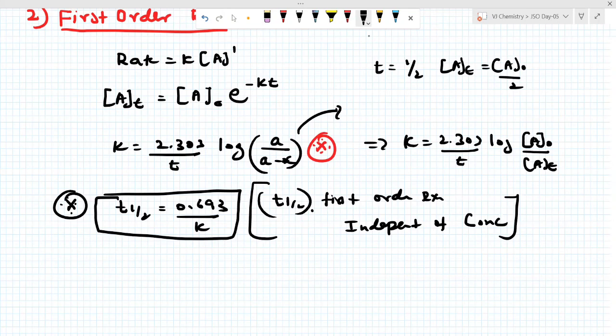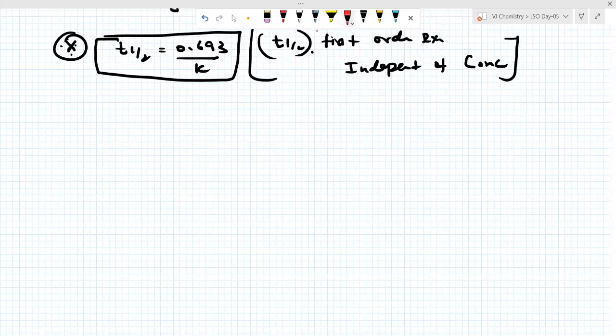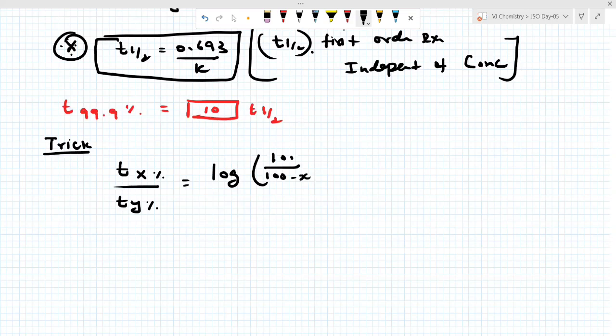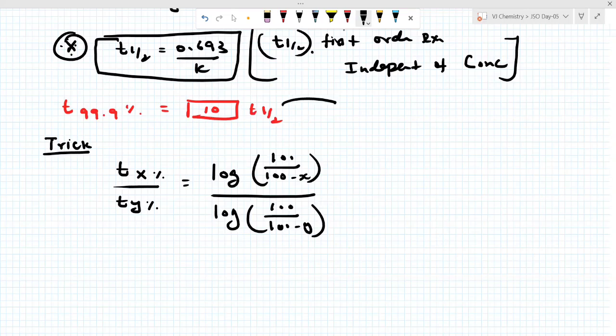Now see, they will ask a question like this. For example, they will ask T 99.9%, that equals how much time of T of 50%. The answer is 10 times T of. How to find out? Now see the trick, the equation. Tx percent by Ty percent is equal to log of 100 by 100 minus x divided by log of 100 by 100 minus y, only for first order. So in the equation, what is x?